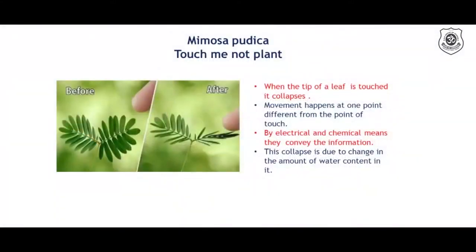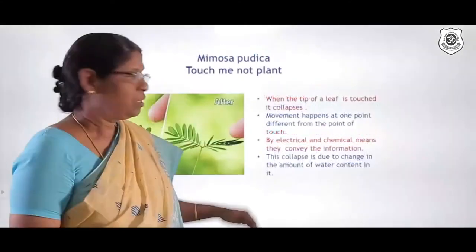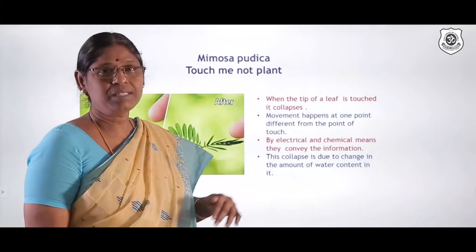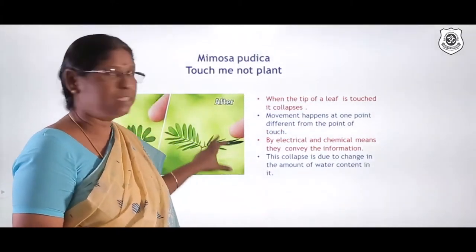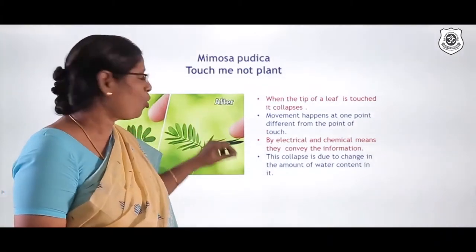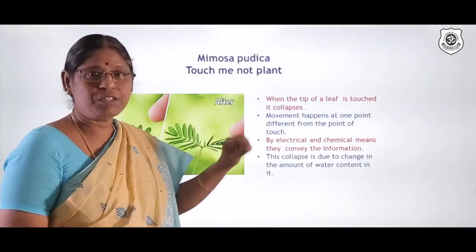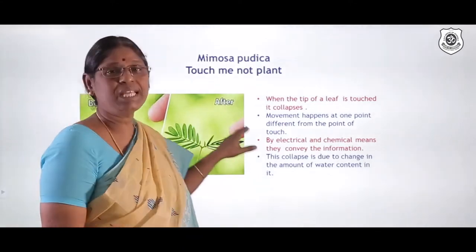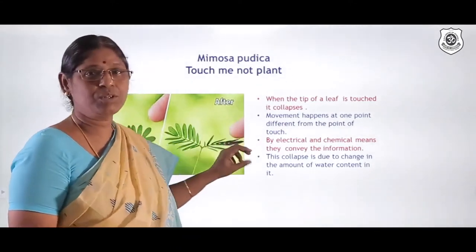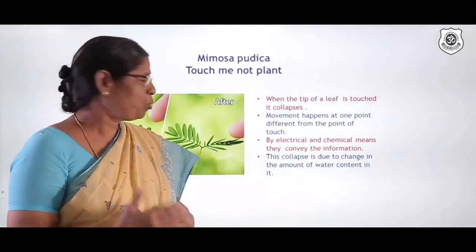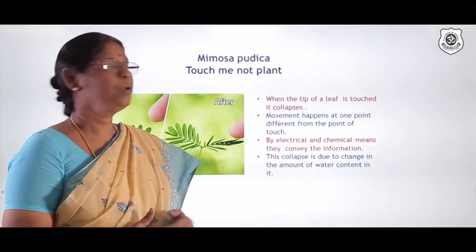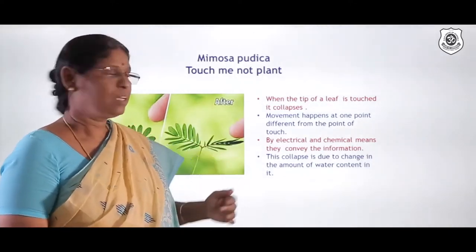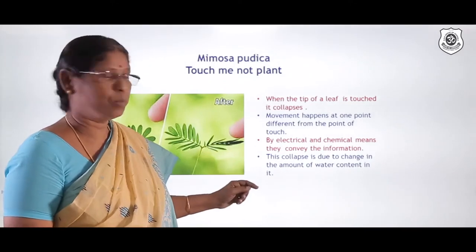Now let us see how the movement in this plant is brought about. Actually, in all other plants, we do not see such movements. This plant is a special plant which shows movement for the sense of touch. So we say that it is thigmonastic because it is able to show movement once it is touched. Such movement which has a sense of touch, we say it as thigmonastic movement.